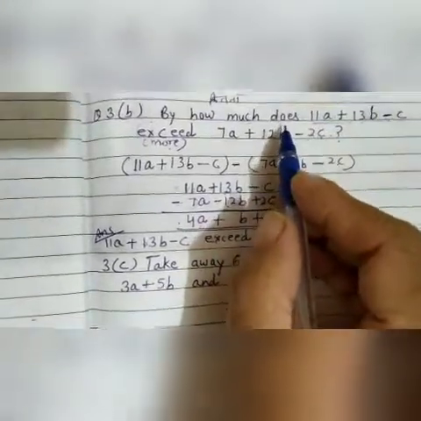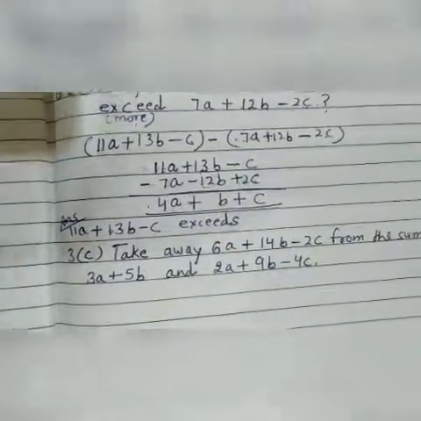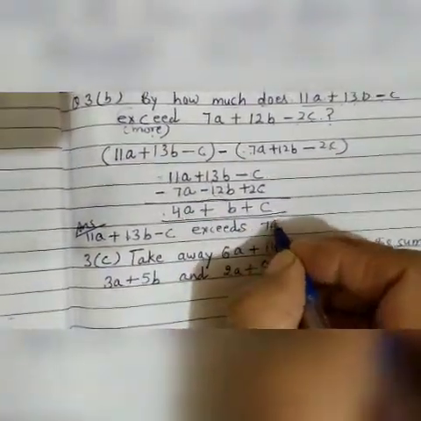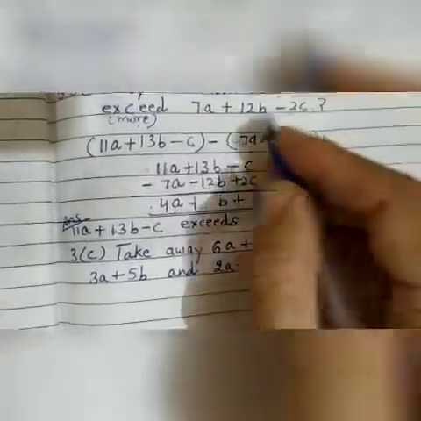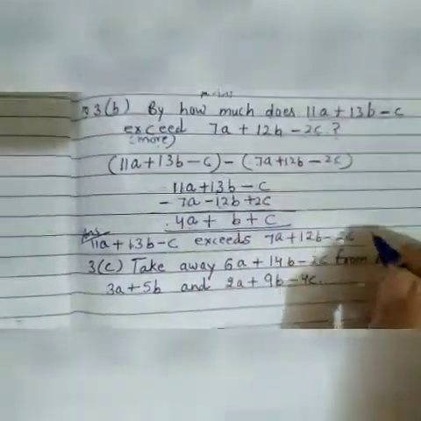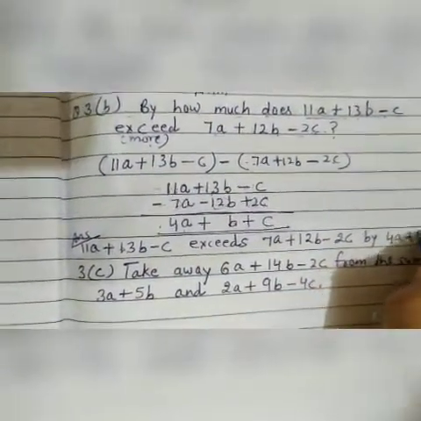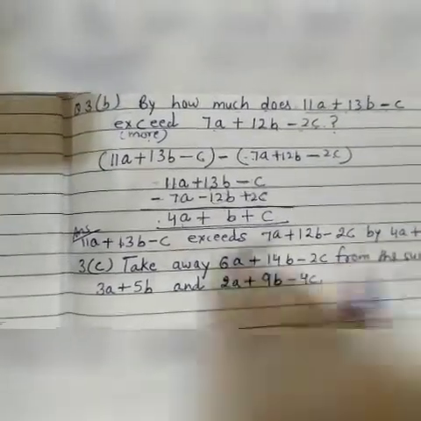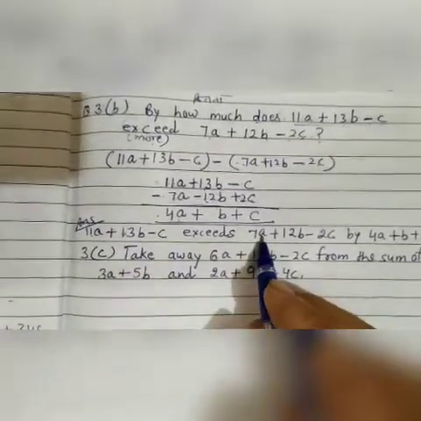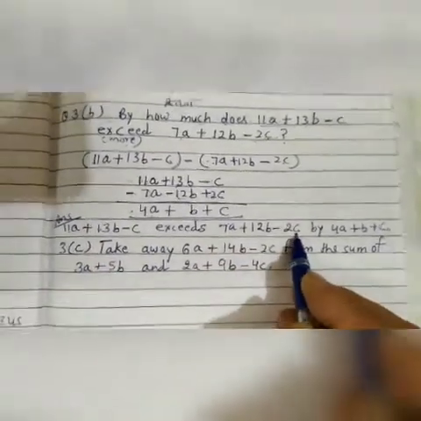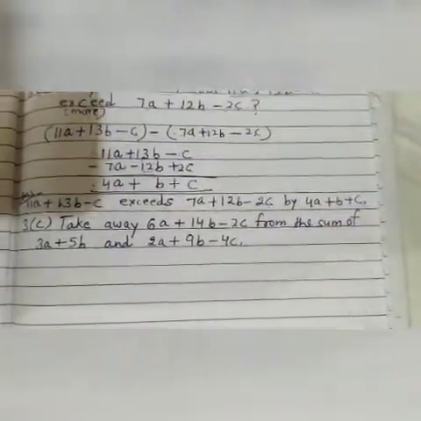Exceeds. Here students, it is written does, so we will write it exceeds, not exceed. Exceeds 7a plus 12b minus 2c by 4a plus b plus c. It means 11a plus 13b minus c exceeds 7a plus 12b minus 2c by 4a plus b plus c.